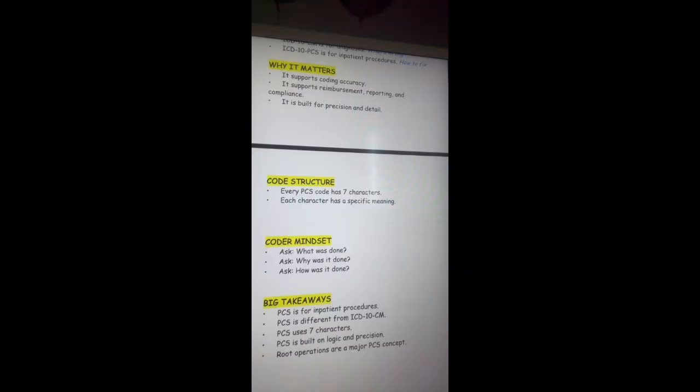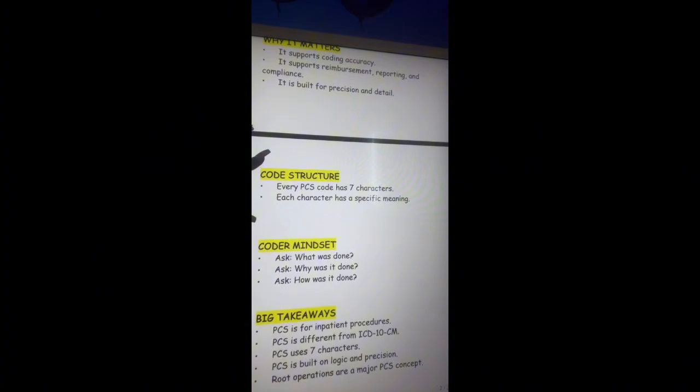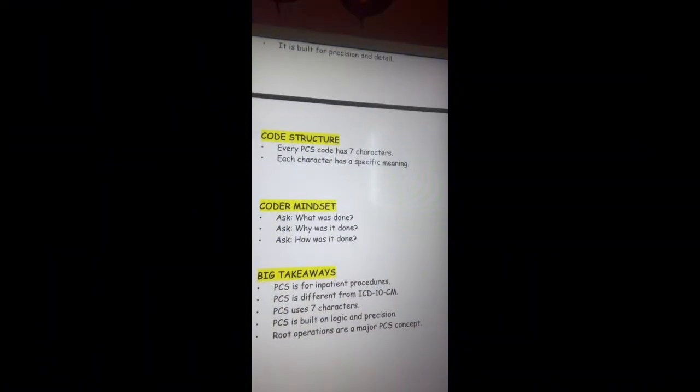Okay, code structure. Every PCS code has 7 characters. All right. So if you have 6 characters, 8 characters, you're wrong already. Every PCS code has 7 characters. And remember, guys, I told you once we get to like the 6th and 7th places and it's not there, like device and qualifier, we have placeholders. And the letter Z is a placeholder in ICD-10-PCS. Each character has a specific meaning.